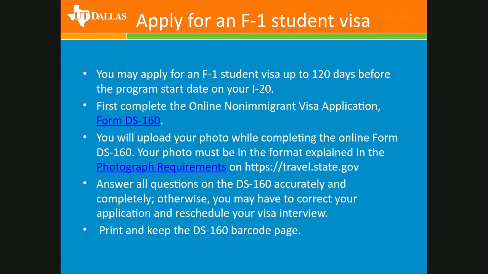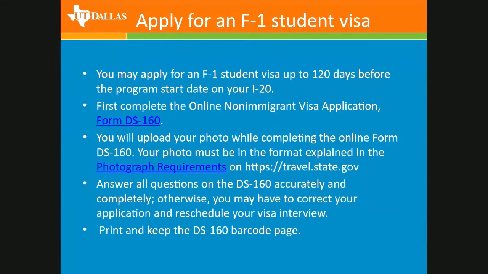Okay, so you may apply for an F-1 student visa up to 120 days before the program start date on your I-20. So for example, the fall semester is going to start on August 17th of this year, 2020. So about 4 months before that, I would say probably after April 17th, is when you can go ahead and apply for your F-1 visa.